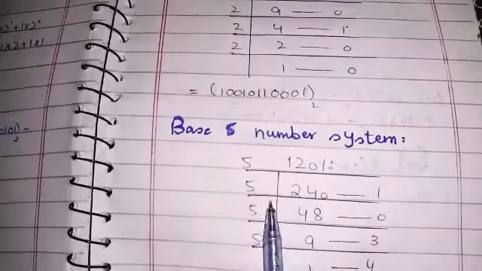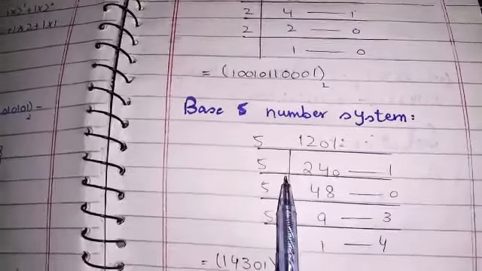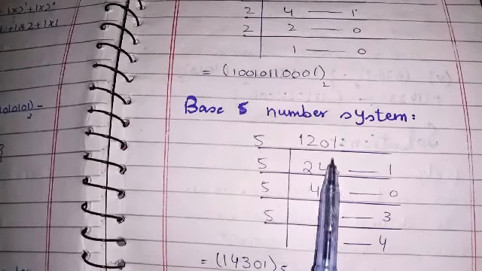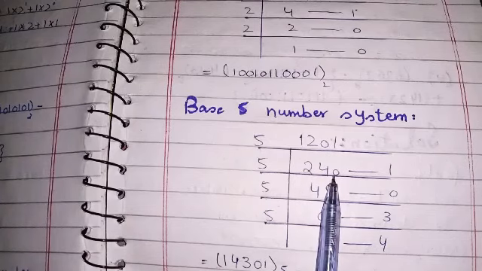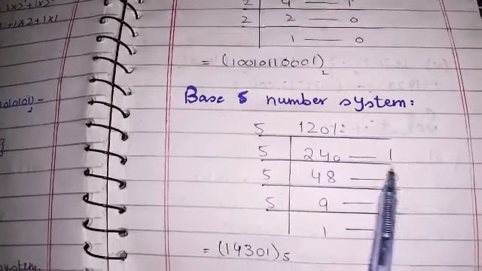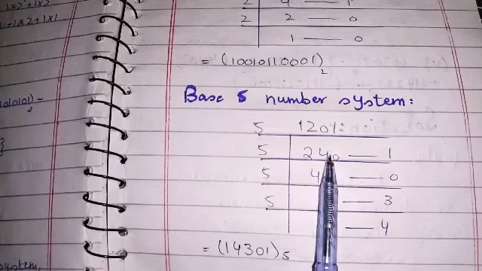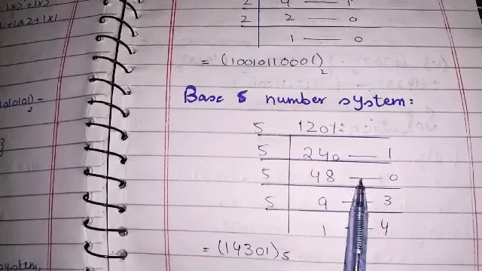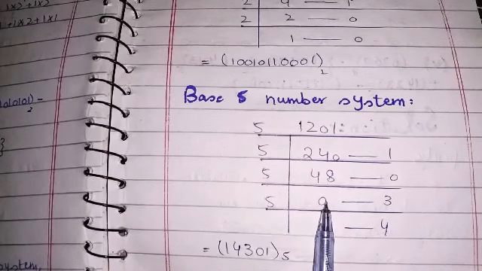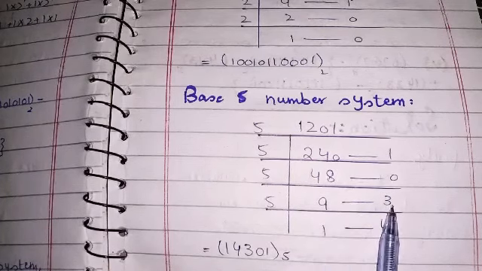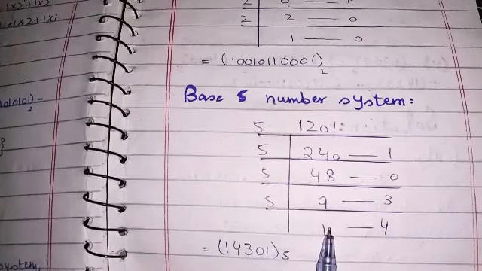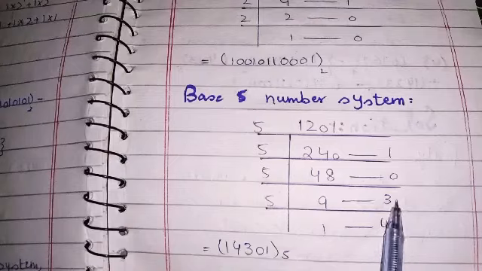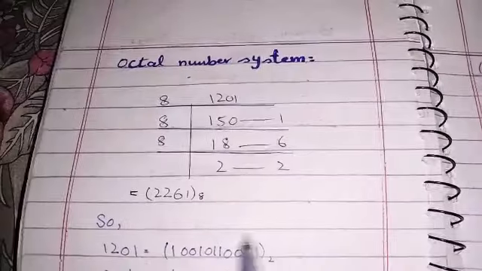Now we will convert it with the base 5 number system. 5 2s are 10, 2 carry here makes 20, 5 4s are 20. We cannot divide 1 by 5, so we will write 0 here and 1 is our remainder. 5 4s are 20, 4 carry to the next number here makes 40, 5 8s are 40. There is no remainder, so we will write 0 here. 5 9s are 45, there are 3 remainders, so we will write 3 here. 5 1s are 5, there are 4 remainders, so we will write 4 here. So our answer is 14301 with base 5.